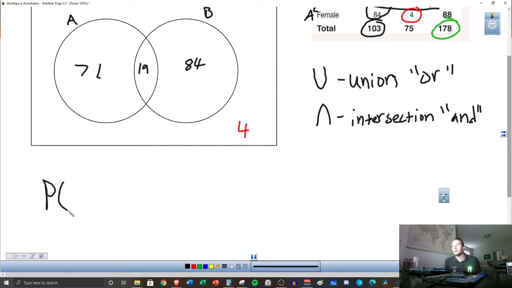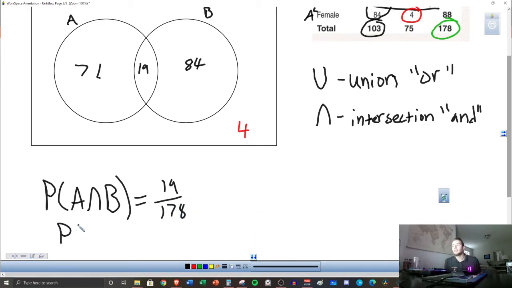So what's the probability of A and B? Well, we know that's the intersection where they occur. It's 19 out of 178, okay? Probability of, let's say, not A. Well, everything outside of A is in that. So that would be not including the 19 here, right? That's everything other than 19.